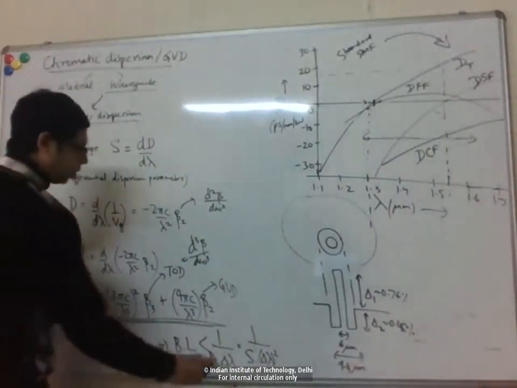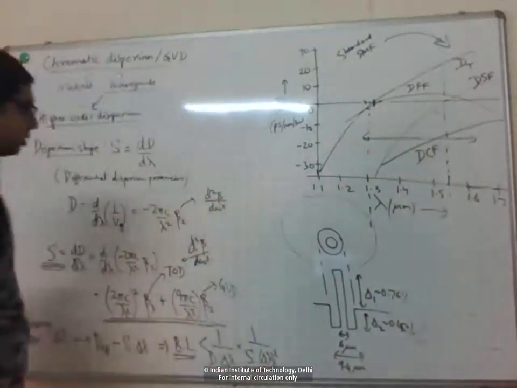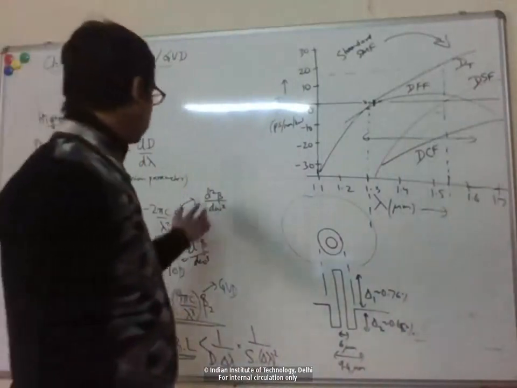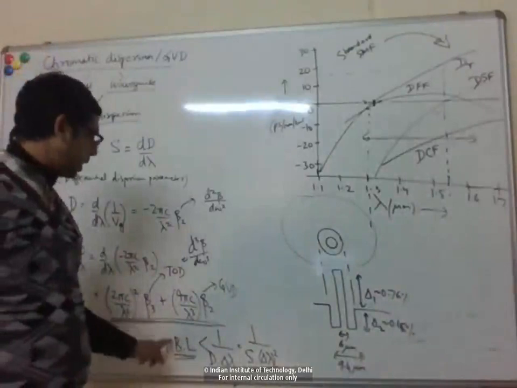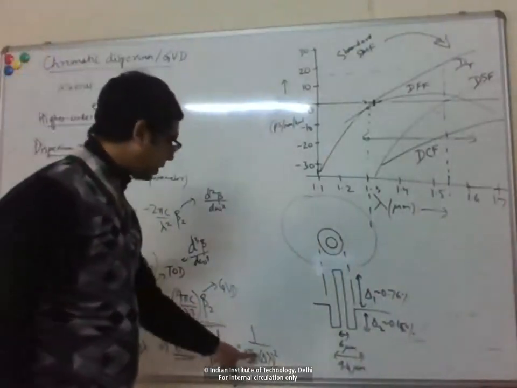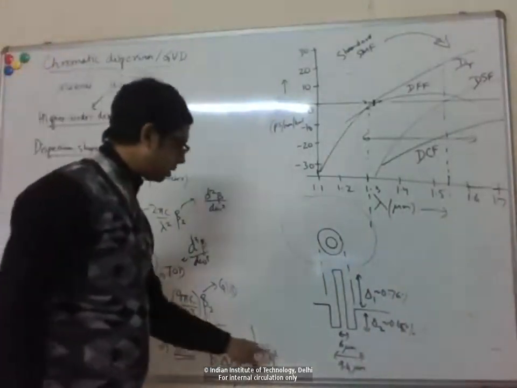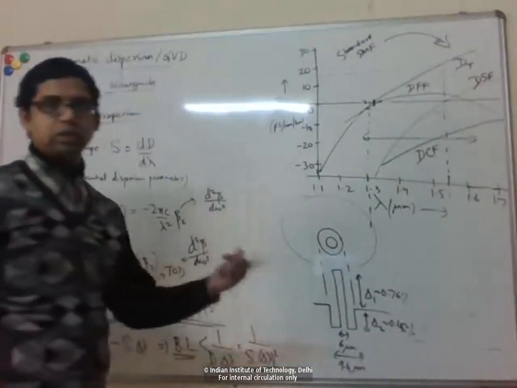Right. So now, if you're operating at a wavelength where your group velocity dispersion is 0, then your bit rate times transmission distance will be limited by the dispersion slope or the third order dispersion. And now it depends on the square of the source bandwidth.